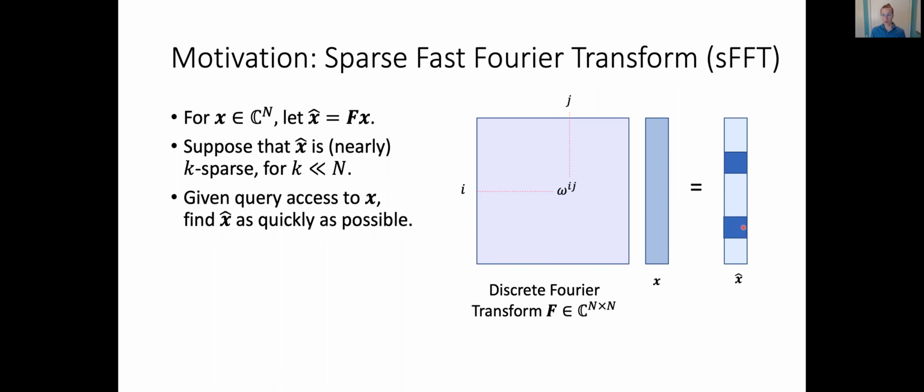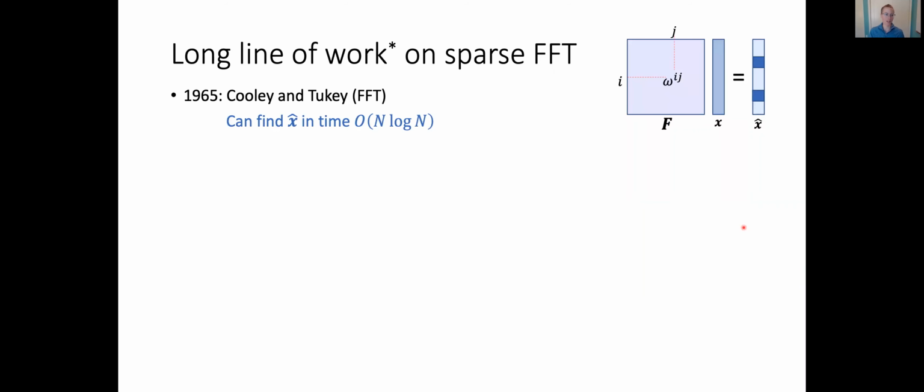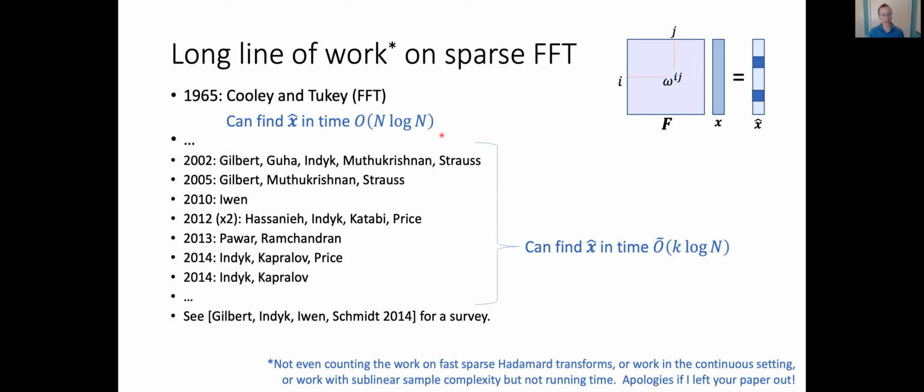So there's been a lot of work on this, going all the way back to the original fast Fourier transform. Obviously, due to the fast Fourier transform, we can find x hat regardless of whether or not it's sparse in time big O of n log n. But there's been a lot of really exciting work over the past couple of decades showing that if x hat happens to be sparse, then you can find it much, much faster, in time closer to k log n than n log n, where k is the sparsity. So if k is much less than n, this is big savings. Right. So this is really cool.